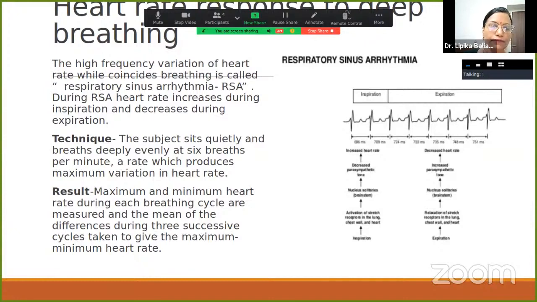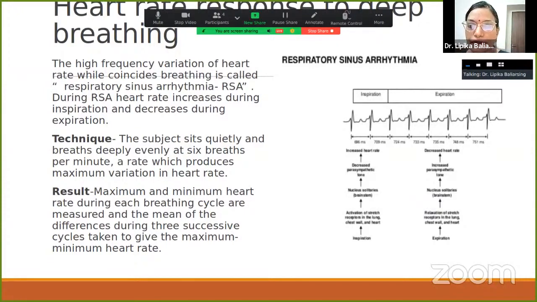So here, when we are looking for impairment of this reflex, we make the patient sit quietly and breathe deeply and evenly at 6 breaths per minute, the rate which produces maximum variation in heart rate. So the result we expect is the maximum result. What we do is take the maximum and minimum heart rate during each breathing cycle. We measure it, and the mean of the differences during 3 successive cycles is taken to give the maximum minimum heart rate. So here you can see the inspiration expiration variation.